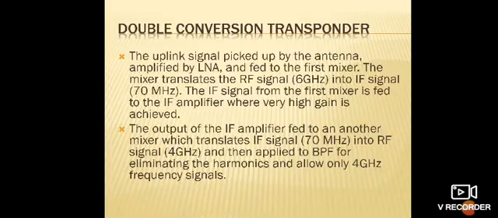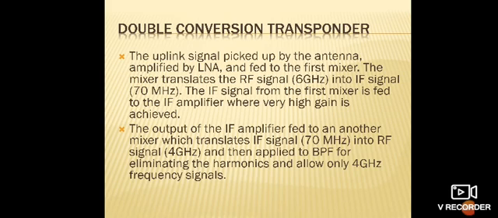So in the double conversion transponder, the uplink signal is picked up by the antenna and amplified by the LNA, and it is fed to the first mixer circuit. The mixer translates the RF signal, that is 6 gigahertz, into the IF signal, that is 70 megahertz, and the IF signal from the first mixer is fed to the IF amplifier, where very high gain is achieved.